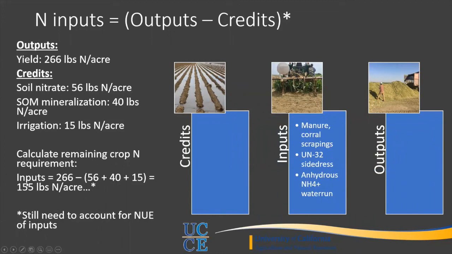So the inputs is going to equal 266 pounds, that's our expected output, minus the sum of all of these credits, and it leaves us with a remaining crop nitrogen requirement of 155 pounds of nitrogen per acre. Remember, this is the crop nitrogen requirement, not the fertilizer requirement, and we still need to take into account the inefficiency of that 155 pounds that we would meet through applying fertilizer or manure.